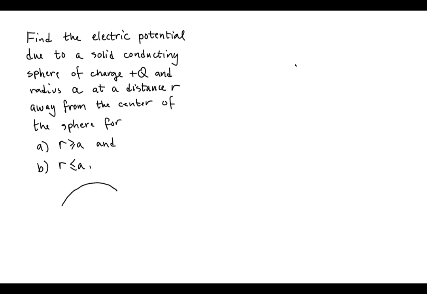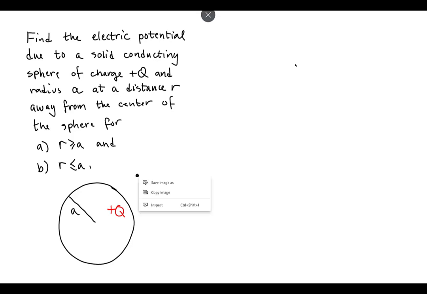Let's begin with a sketch of our sphere. We have a sphere of radius A, and this sphere has a total amount of positive charge Q. We want to find the electric potential at a point outside the sphere. We will say any arbitrary point outside the sphere, might be here. We will call the distance to this point r.